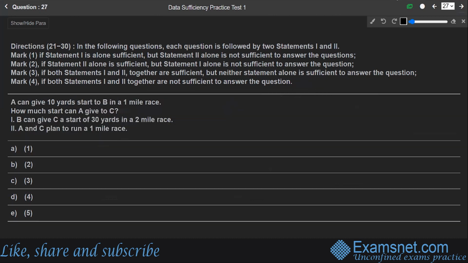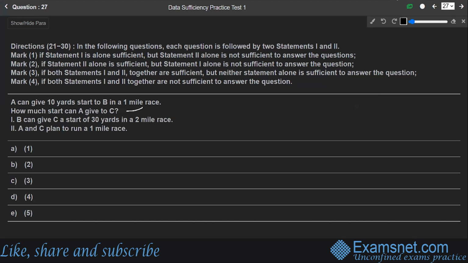Okay. Now, same thing, the same options given. A can give 10-yard start to B in a 1 mile race. That is the question. A can give a 10-yard start to B in a 1 mile race. How much start can A give to C? That becomes the question. Okay. So let us see the statement for the first statement says, B can give C a start of 30 yards in a 2 mile race.